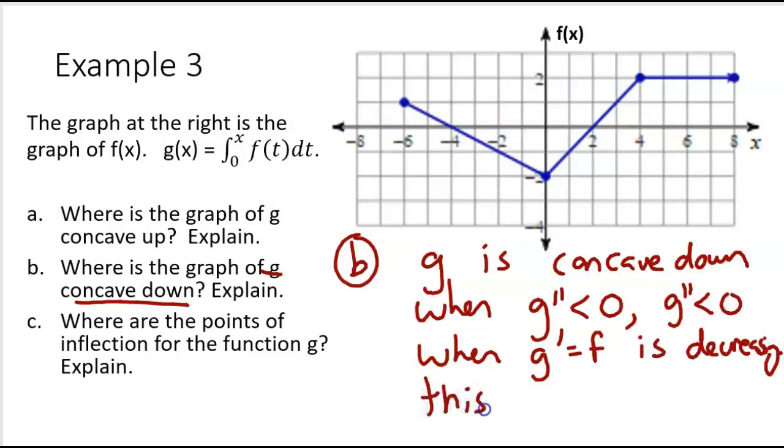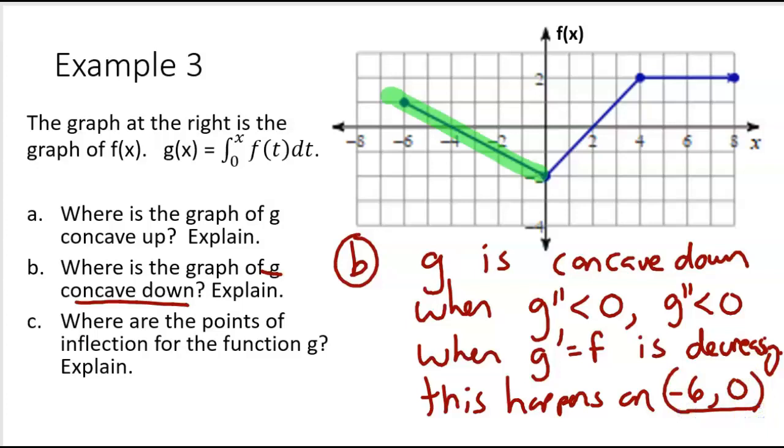This happens on what interval? Well, from here to here it's decreasing. And so we would say from -6 to 0. You'll notice that over here, the function is not increasing or decreasing. So if g prime, which is f, is not decreasing or increasing, well, then that would mean that g cannot be concave up or concave down.